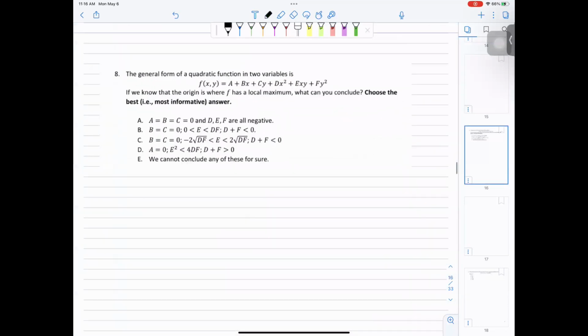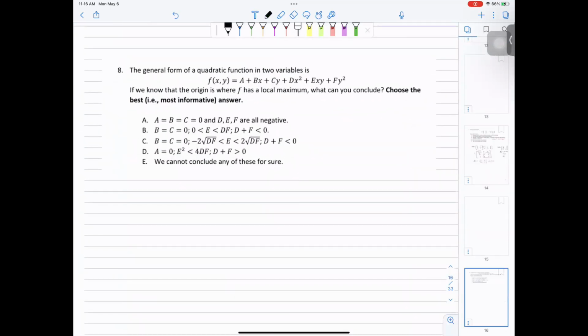Okay, question 8. The general form of the quadratic function in 2 variables is that, and if we know that the origin is where we have a local max, what can you conclude? How do I know that it's a local max? Well, I see this function. I could take the derivative, and I could take the derivative again to get the Hessian matrix, right?